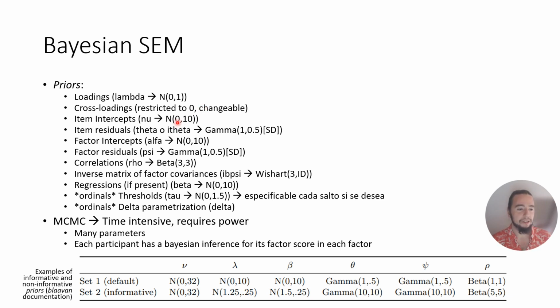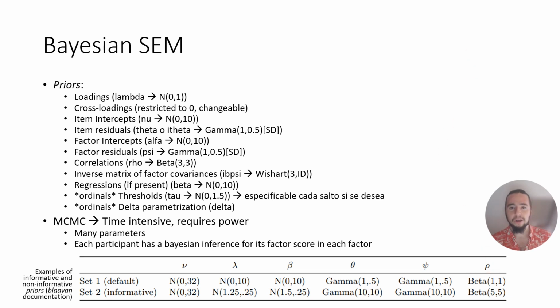Item intercepts also have normal distributions along with factor intercepts and also regressions. But for example, item residuals normally have gamma distributions, also factor residuals. Correlations have beta distributions, also factor covariances have Wishart distributions. So as you can see, there is a lot more knowledge that you need to manage adequately these distribution families. Okay, here are a set of default priors or non-informative priors for a structural equation model, and also some informative priors, as you can see here, for intercepts, loadings, regressions, covariances, I think, residuals, and correlations.